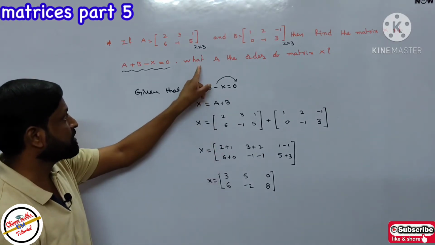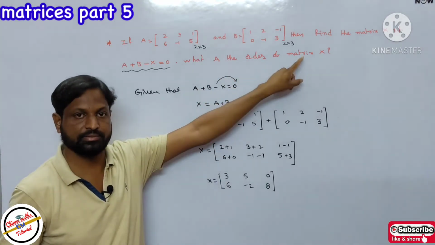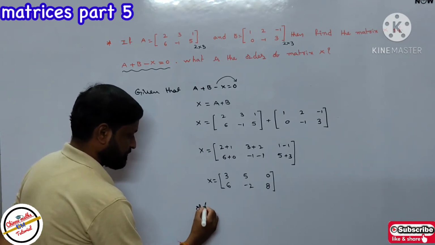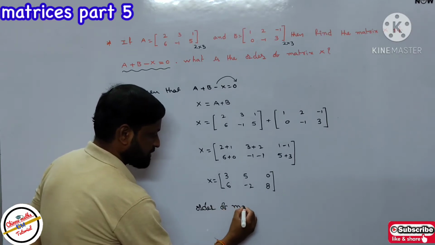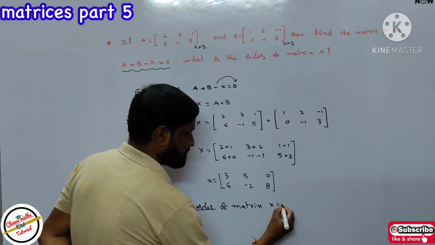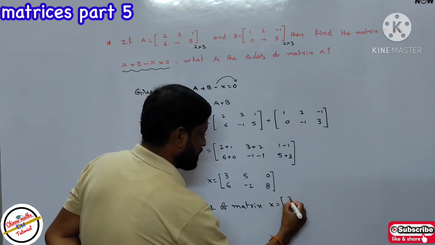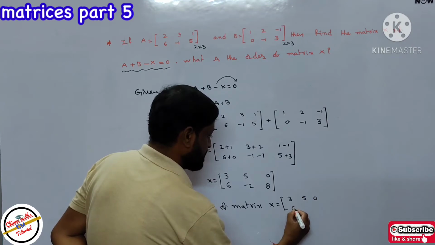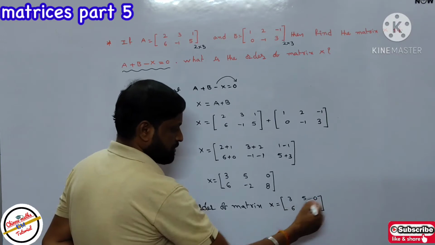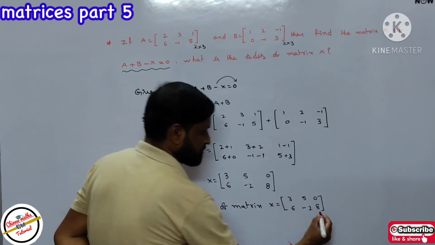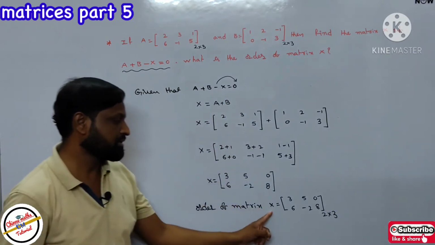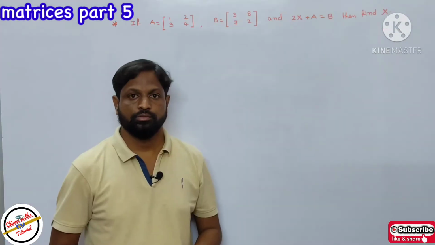So what is the second question? What is the order of the matrix X? So calculate the order of the matrix X. The matrix X is [3 5 0; 6 minus 2 8]. Then you have to calculate: 2 rows and 3 columns, so that means 2 by 3. So the order of the matrix X equals 2 by 3. We discuss the next question.